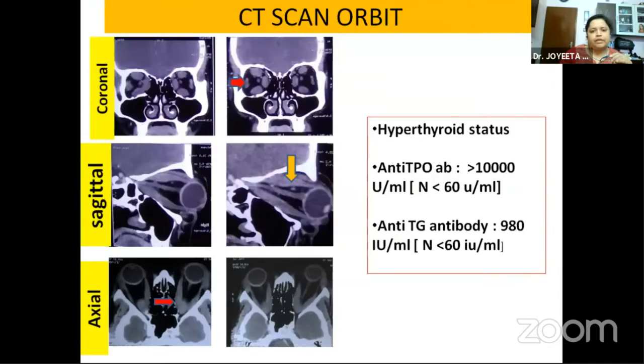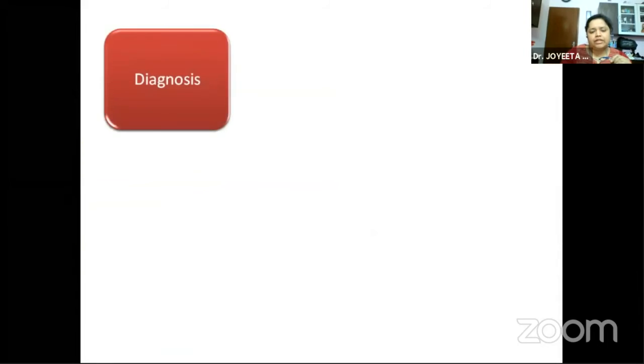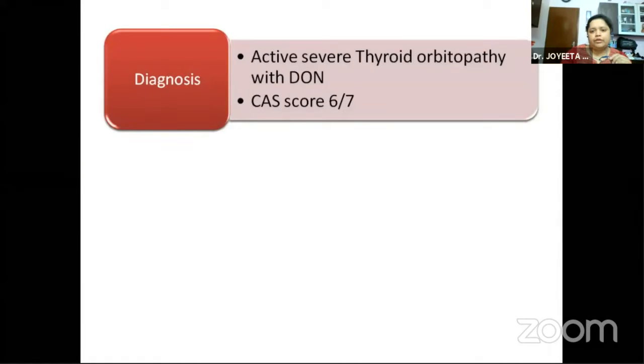This is the disc photo showing blurring of the disc margin with disc congestion, suggestive of compressive optic neuropathy. CT scan orbit was done, and you can see there is thickening of the muscle belly. All the muscles are thickened, sparing the tendon. The common blood tests were normal, except the patient has hyperthyroid status, and anti-TPO antibody and anti-thyroglobulin antibody were severely high. So this patient is diagnosed as active severe thyroid orbitopathy with dysthyroid optic neuropathy. Clinical activity score was 6/7.